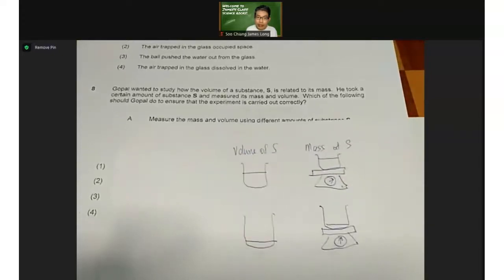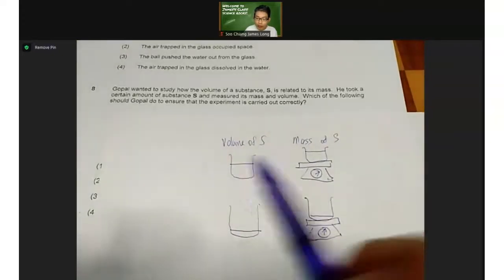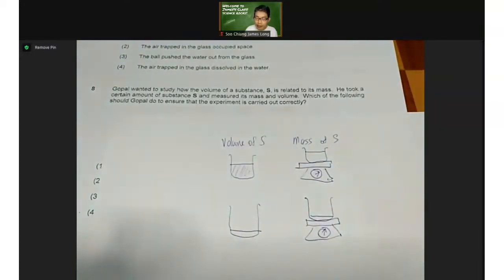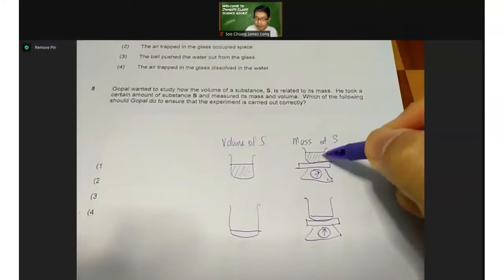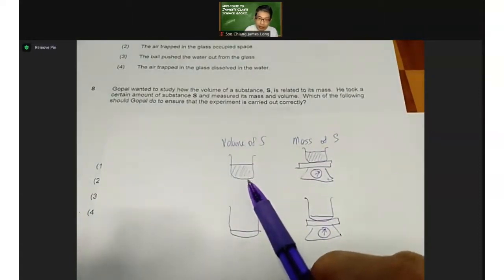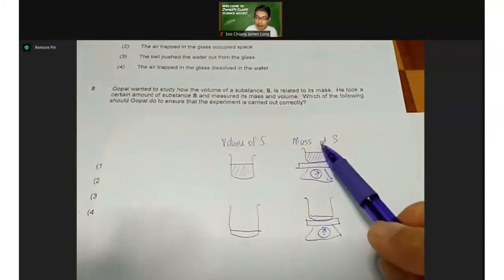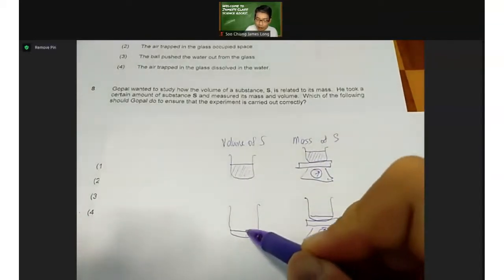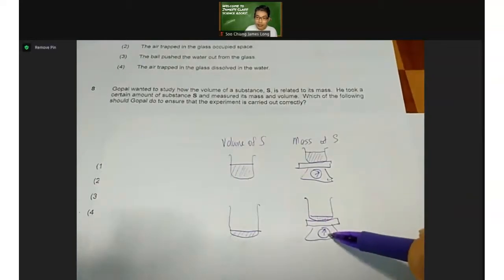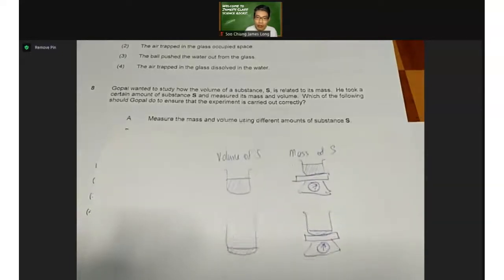So he wants to understand how the volume of S is related to the mass of S. He's trying to think, does it mean that when the volume of S increases, the mass increases? When the volume of S decreases, does its mass also decrease? So how should he carry out the experiment correctly?